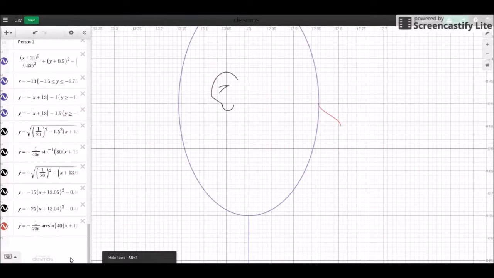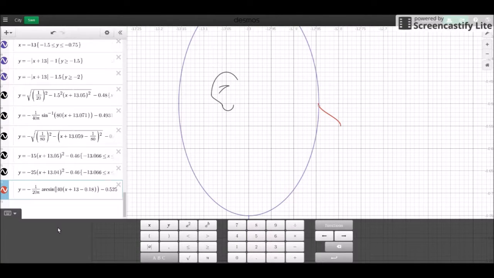Right, and we're back, and I tried the values. So it turns out that I shifted over by 13, and then shifted to the right by another 0.18, and then I moved it down by another 0.525.